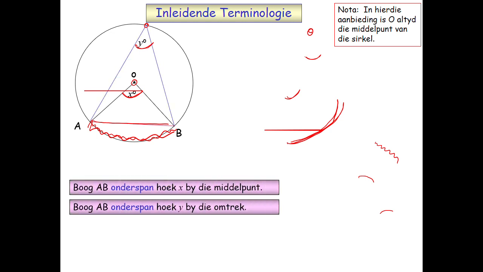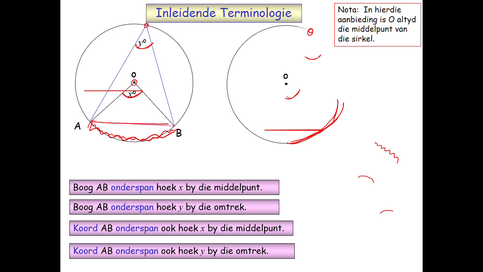The first one that we did was the one that said the angle at the center of the circle is double the size of the angle at the circle circumference. Die hoek by die middelpunt is dubbel so groot soos die hoek op die sirkelrand wat onderspan word deur dieselfde boog.